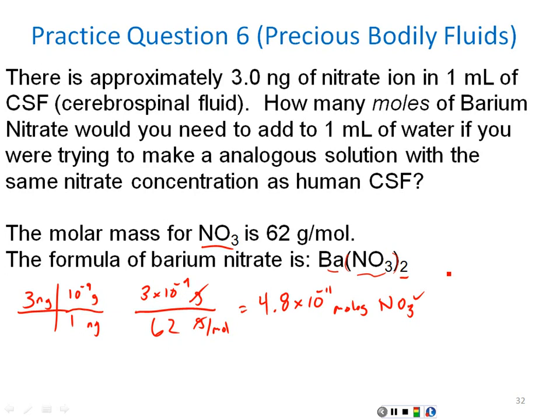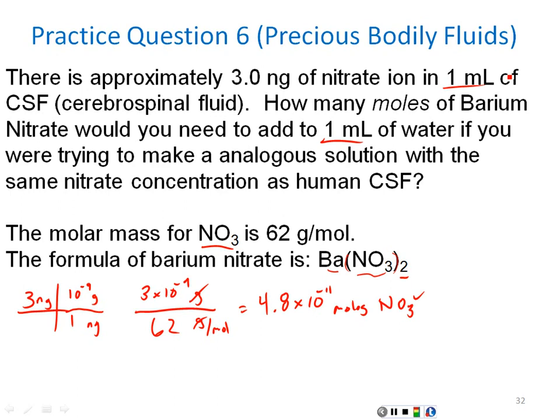And now we're asked, how many moles of barium nitrate would you need to add to the same volume if you're trying to make an analogous solution? So we don't need to consider volume because we're looking at the same volume in both cases. We have 1 mL of CSF, and we're trying to make a 1 mL solution of barium nitrate.